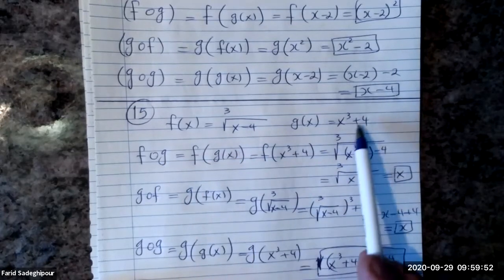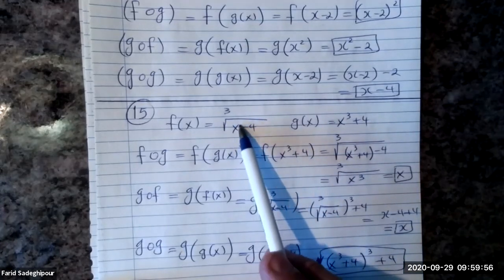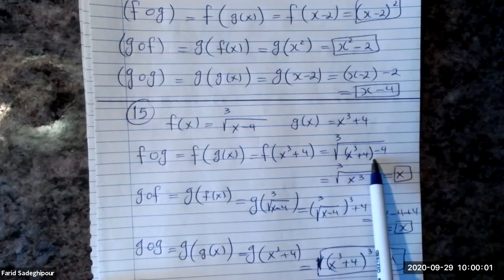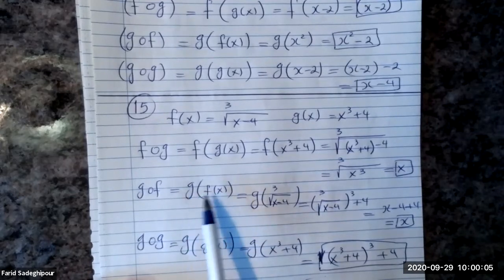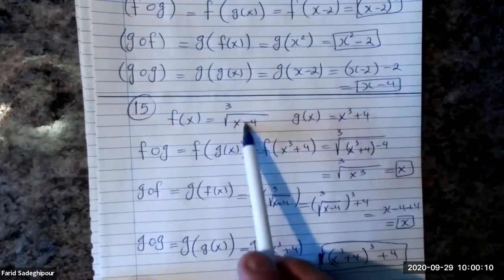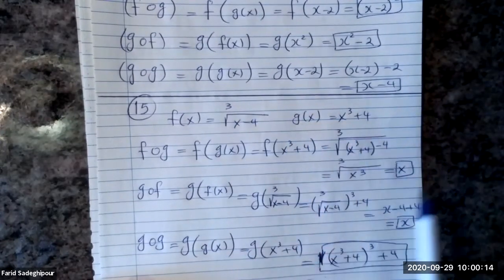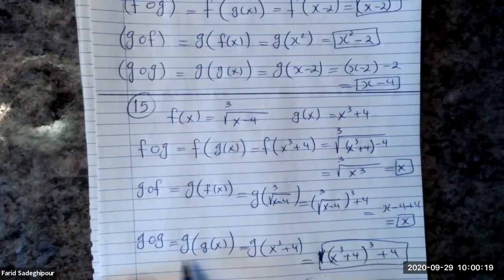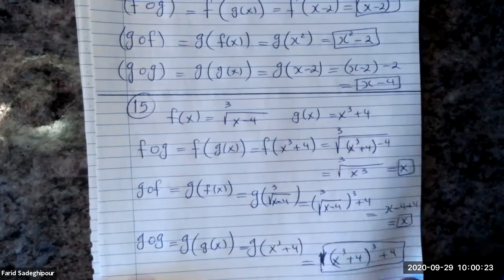What is g of x? Take it and substitute for the x here. See? The same thing. g of f: take f of x, which is this, the whole thing, and then put it for the x here. g of g of x: take g of x and insert it into g again.